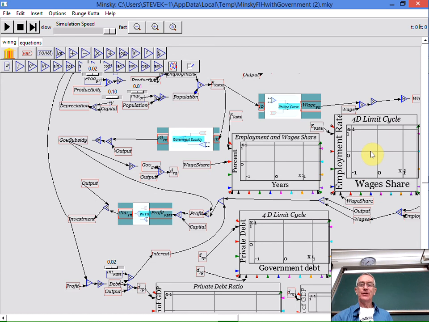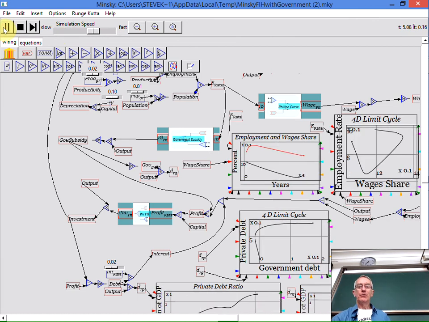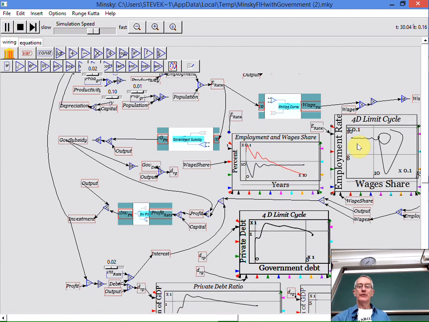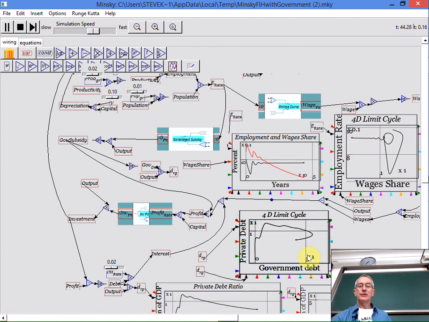So if you now look at these two systems here, this is going to be the cycle of the employment rate versus the wages share, and this is private debt versus government debt, which are the two other system states. Let's slow it down a bit because it runs rather quickly. And what you see for a while looks like we've reached equilibrium over here, but notice you're still getting complex dynamics down here.